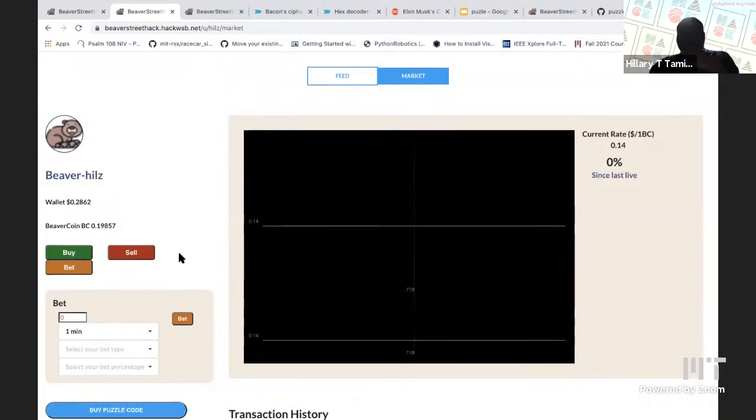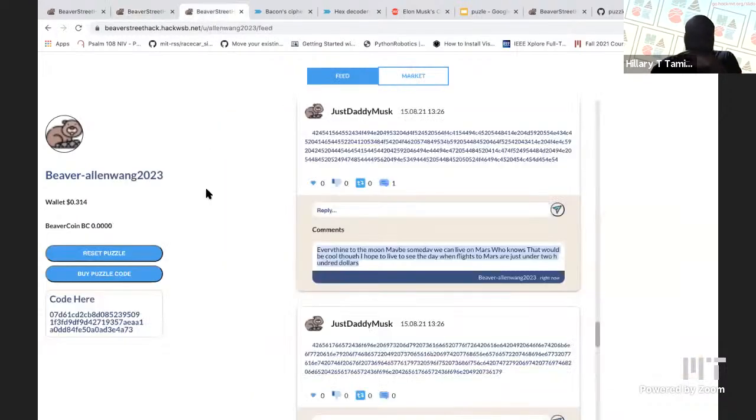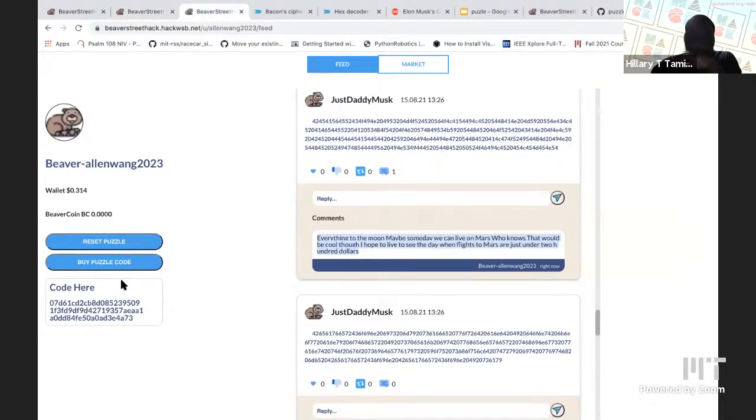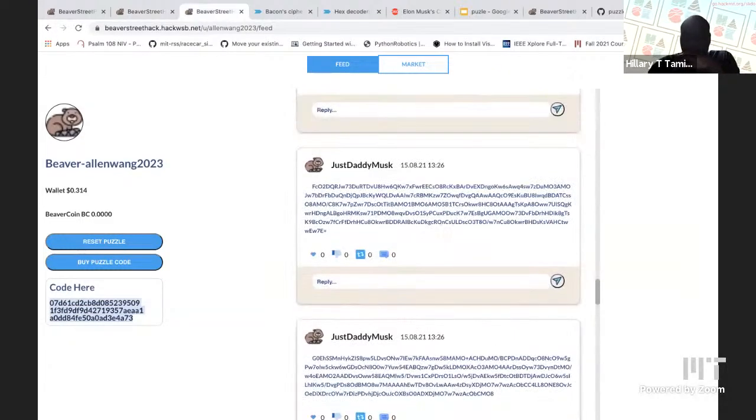So I guess a lot of people wanted to know about bets and stuff, but it was kind of not relevant as well. But yeah, in the end, you'd buy your puzzle code and then have your code here, and then you take it to the next round. I think that's all.